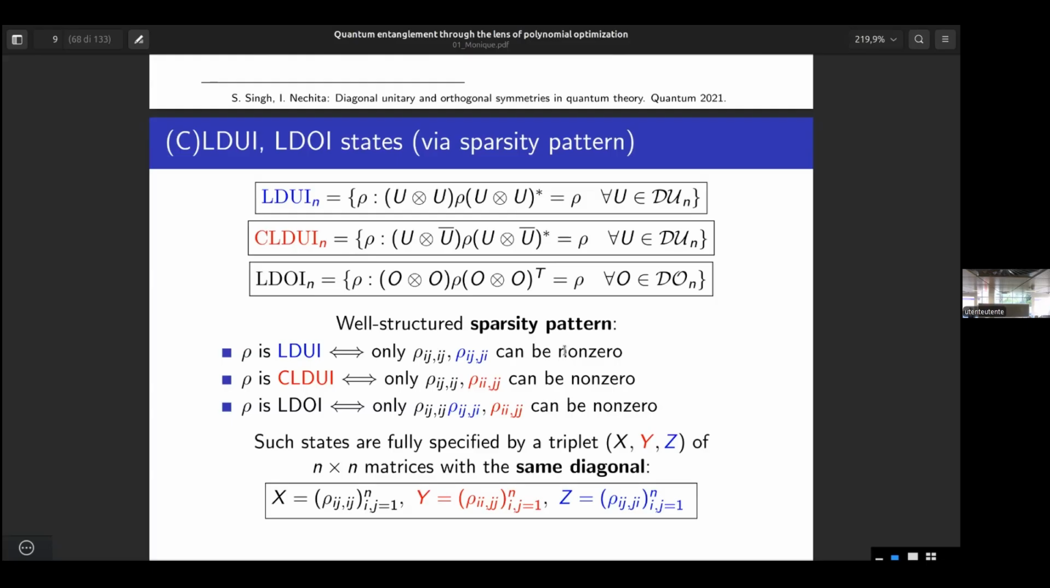You can have non-zeros at iijj, which you plug in this matrix Y. And you can have non-zeros at this ijji, and you make the blue matrix. So the whole state is completely specified by these 3 n-by-n matrices, and they all have the same diagonal by construction.